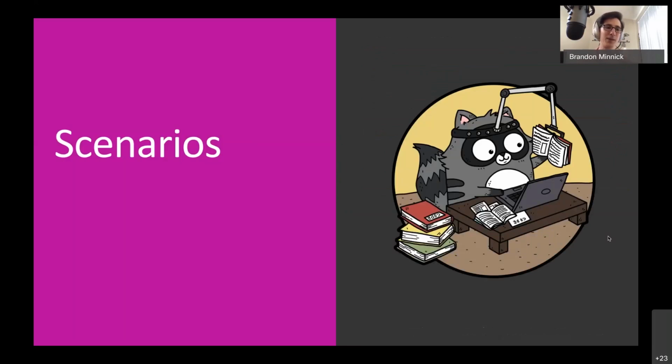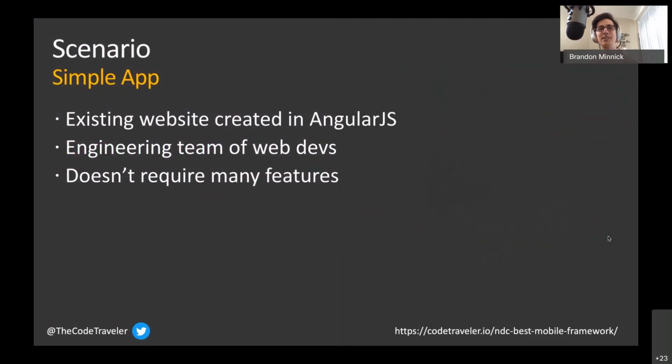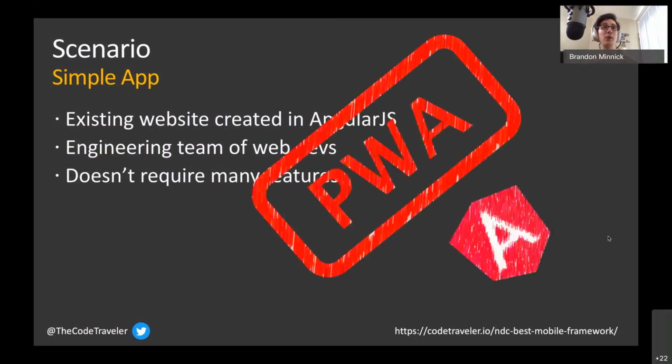Okay, so we only have a couple minutes left, but I wanted to run through a couple scenarios because I know I threw a lot of new information at everybody today. So let's look at a scenario like this where we want to build a simple app and we have existing knowledge. For example, we have an existing website that was created in AngularJS. Our engineering team is currently full of web developers, and this is a simple app that doesn't require many features. So what could we use for this? Well, a PWA might be perfect, and specifically using Angular to build our PWA. We already have experience in it, and it might even be possible to leverage a lot of the existing code for our existing website into the mobile app.